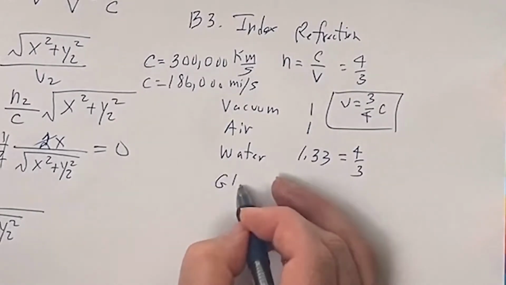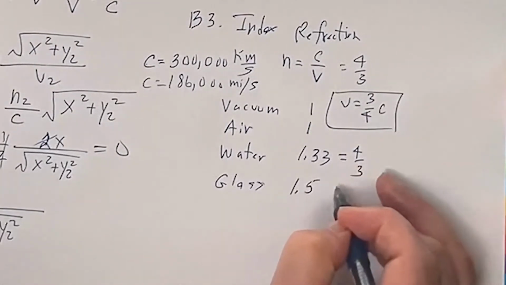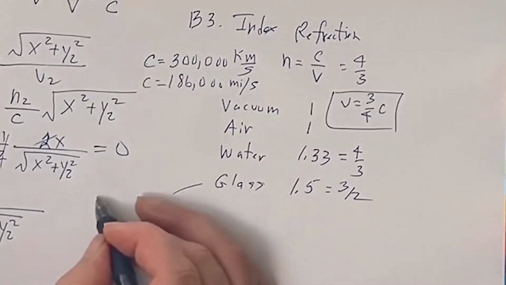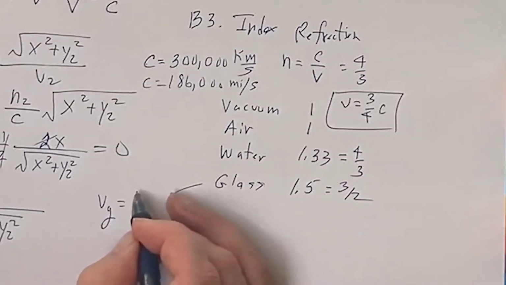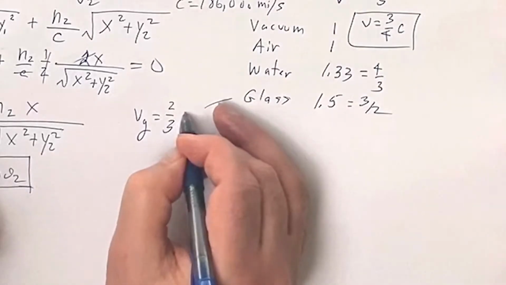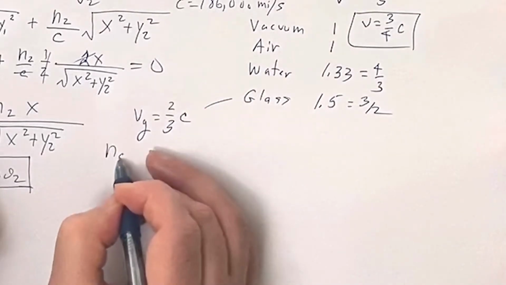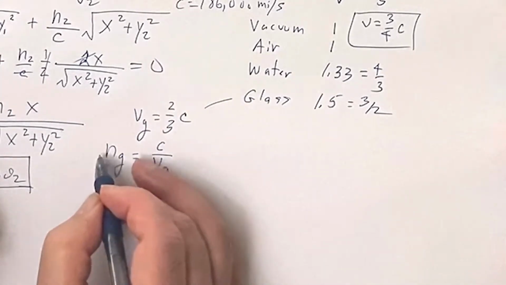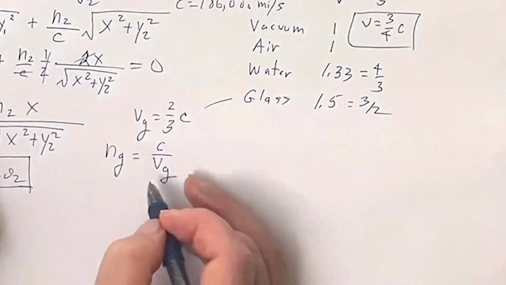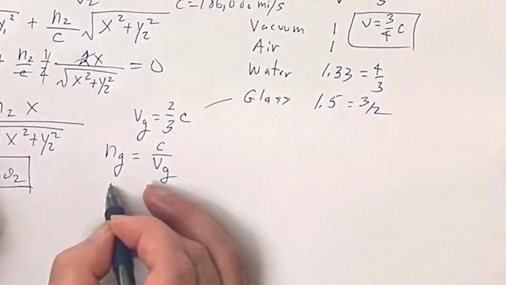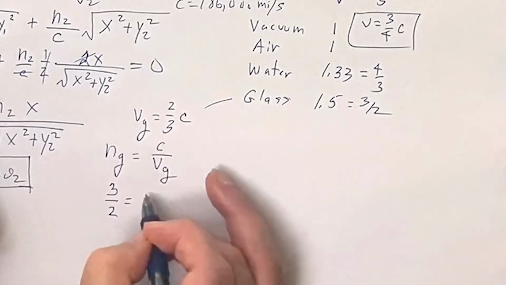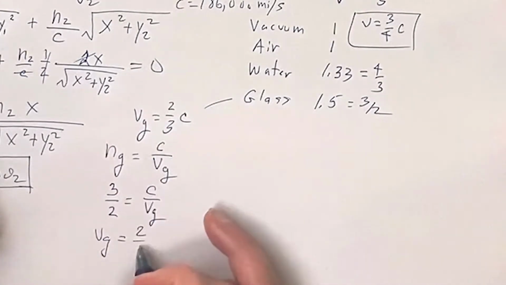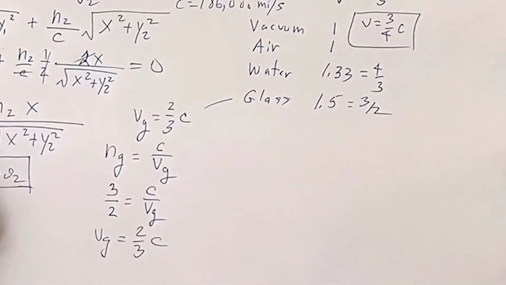And then for glass, you have 1.5, which is close to 3/2. So that means the velocity in glass is going to be 2/3 c, because since n is 3/2, which is c over vg, the vg is going to be 2/3 of c. It's kind of neat to see how they're related.